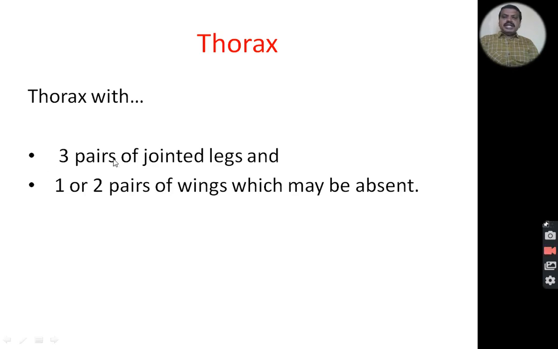Ventral to the thoracic region, you can see three pairs of jointed legs attached, one pair to each thoracic segment, that is prothorax, mesothorax, and metathorax. Since three pairs of legs are attached ventral to the thoracic segment, typically the insects are recognized or designated as hexapods.